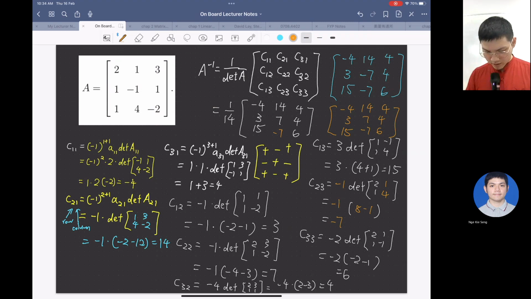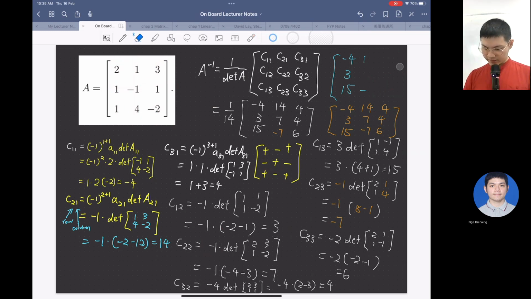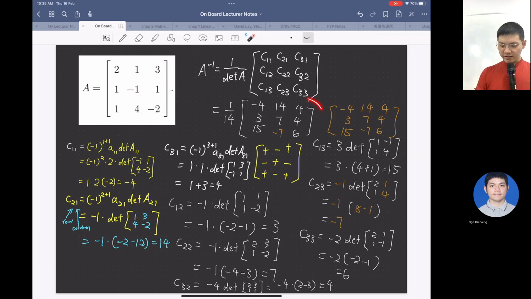So what's C22? So C22 is minus 1. The signature here is plus. So minus 1 stay. Determinant of 2 minus 2, 3, 1. So we get minus 4, minus 3 is 7. I think this one is correct. Raymond is correct, I think. Okay. Is everyone getting this? I think this is pretty close already. Should be this answer. Okay, some of you get this.